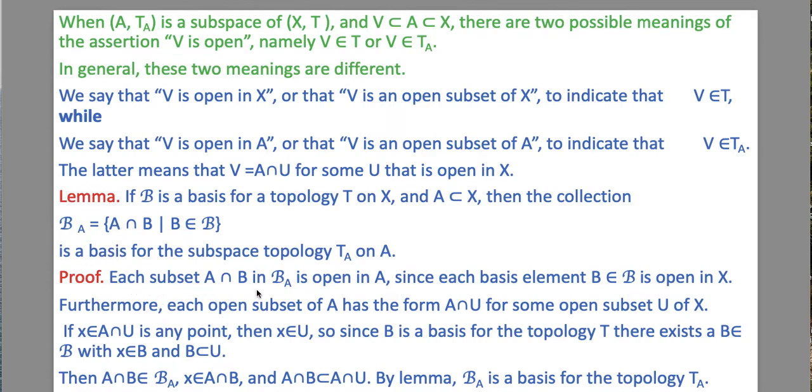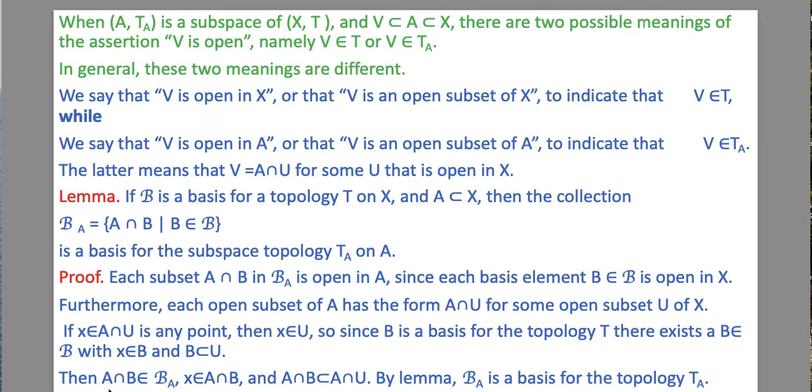Each subset A ∩ B in B_A is open in A, since each basis element B belonging to B is open in X. Further, each open subset of A has the form A ∩ U for some open subset U of X. If x belongs to A ∩ U is any point, it means x belongs to U. So, since B is a basis for topology T, there exists a B belonging to B with x belonging to B and B is a subset of U.